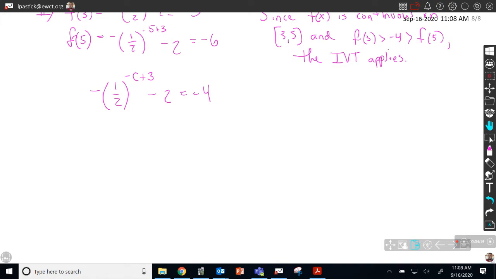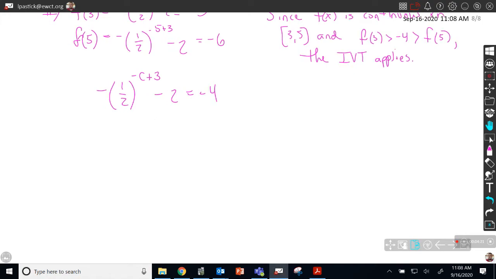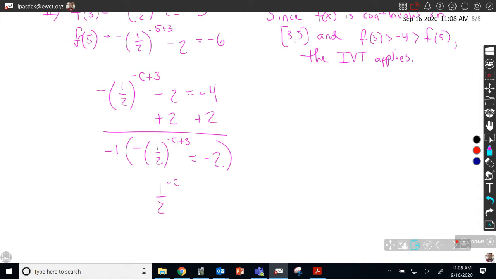So we're going to start working backwards. We're going to go ahead and add 2 here and here. So I got negative 1/2 to the negative c plus 3 equals negative 2. I want to get rid of the negative over on the left, so I'm going to multiply by negative 1 everywhere. So now I've got 1/2 to the negative c plus 3 equals positive 2.